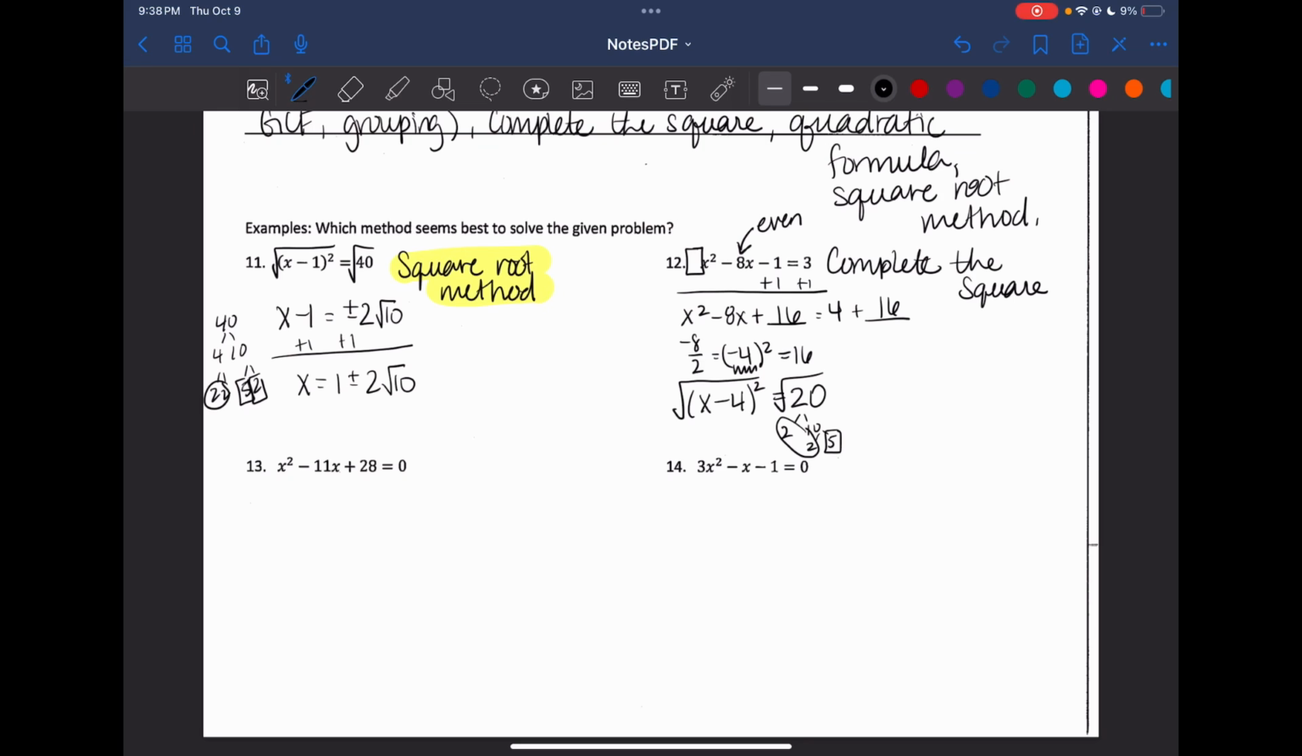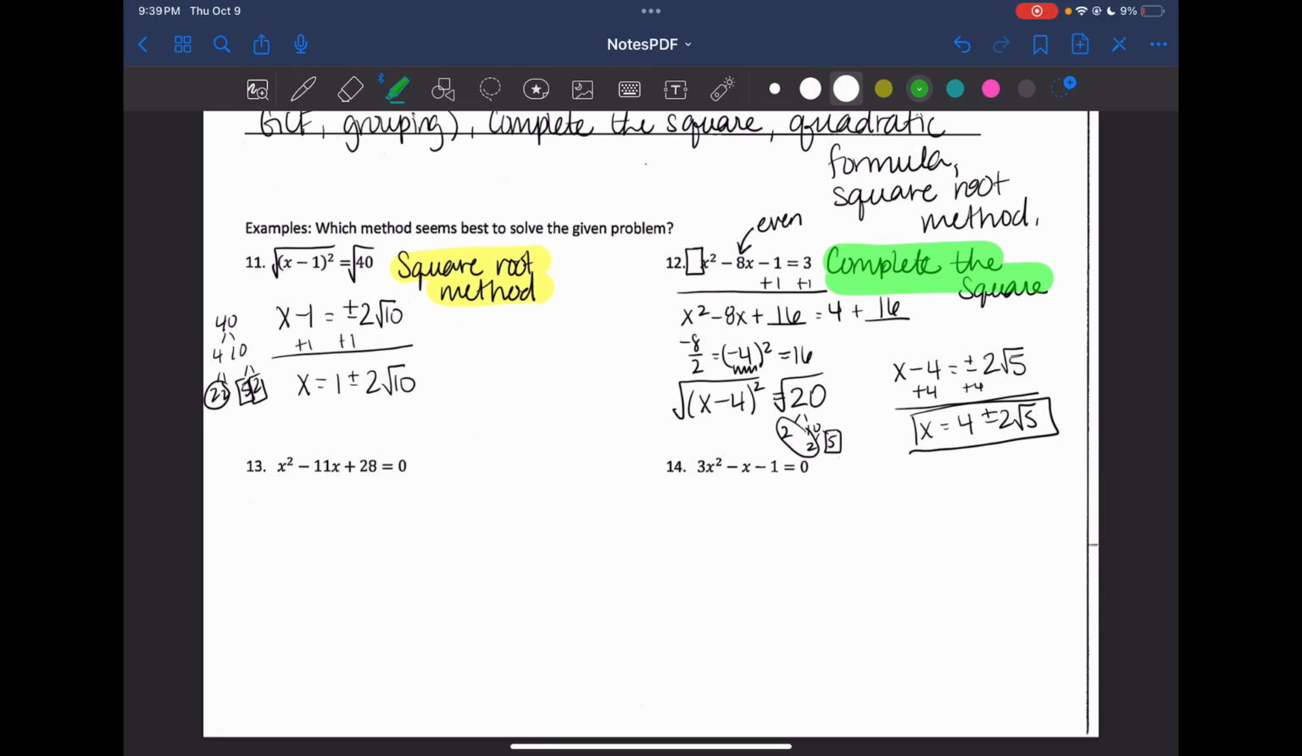I'm going to go off to the side here. So x minus 4 equals, I need a special symbol, plus or minus, 2 radical 5. One more step. Add 4 to both sides. So x equals 4 plus or minus 2 radical 5. And you're done. So that's completing the square. Again, you're going to want to use it whenever you have B as your even term.